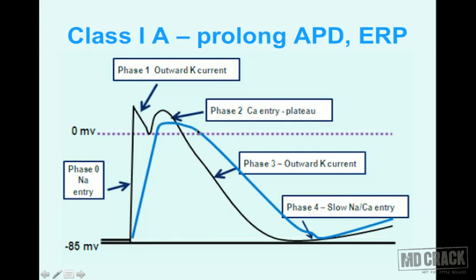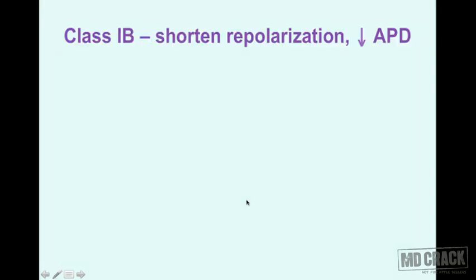And then we come to the phase 3. Look at phase 3, follow the cursor. The phase 3 is prolonged. It means they also prolong the repolarization. I'm sure you understood this. This is class 1A. Let's go to class 1B.